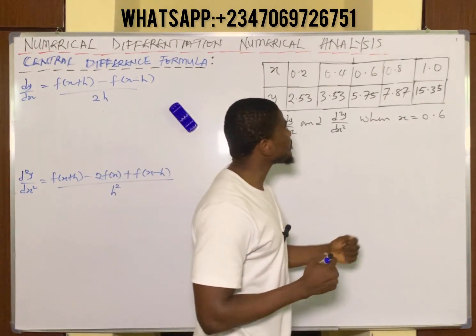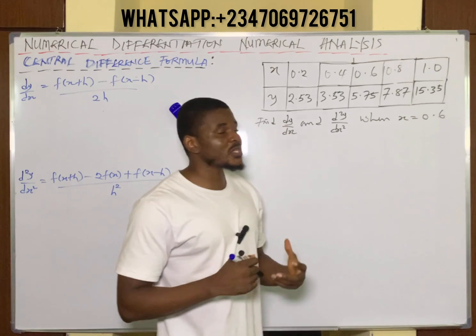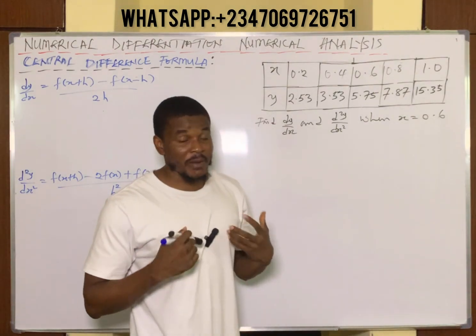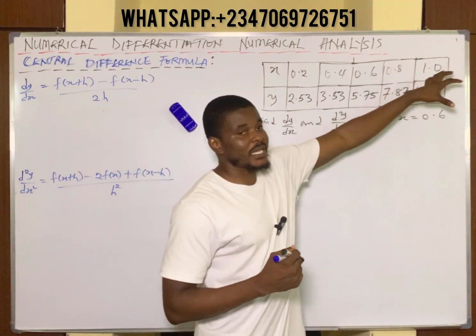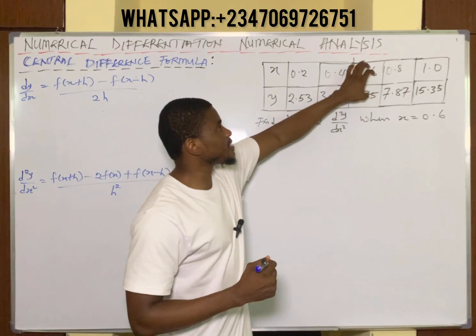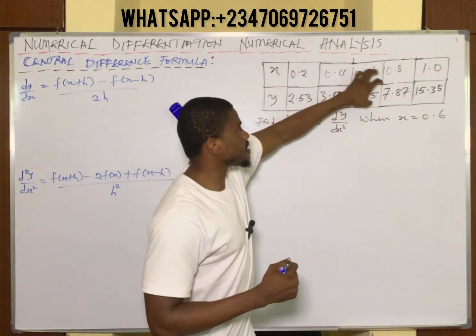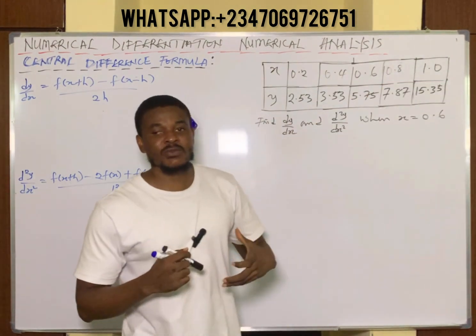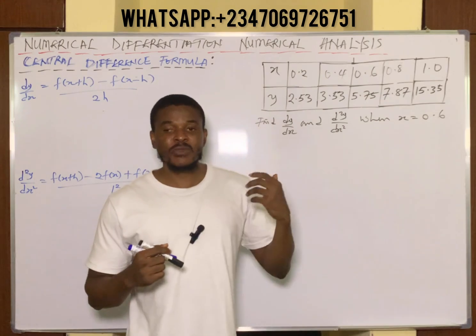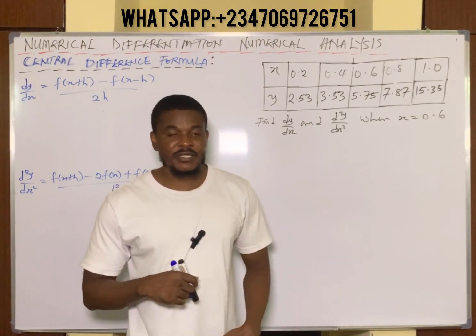Any value that lies from 0.6 and down to the end of the table, we're simply going to be using the backward formula to approximate, because this is now at the end of the table. But since we're asked to approximate when x is 0.6, 0.6 is directly at the middle of the table. So you split these two, you have the midpoint, and then you have the last two. Which means we're going to be using the central difference formula to approximate that derivative, which is in fact the essence of this video, right?